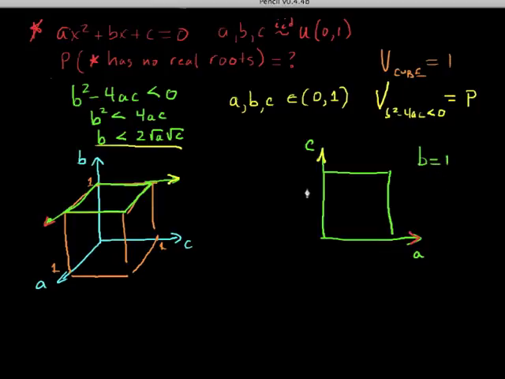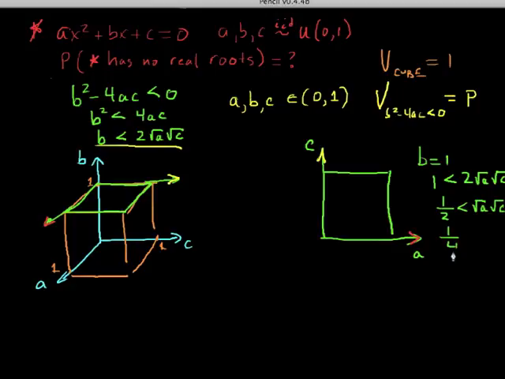Well, what does the graph look like over here? We're looking for b less than 2 root a root c. So that's 1 is less than 2 root a root c. Here we have an inequality in two variables, but let's make it a little easier to see. This is the same as 1 over 2 is less than root a root c. I can square both sides, and we still have the same inequality.